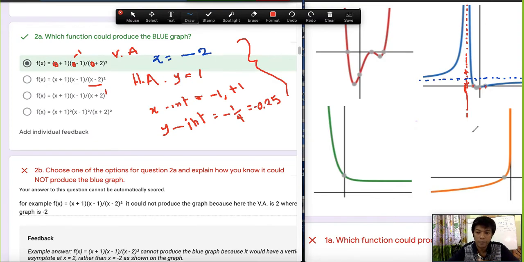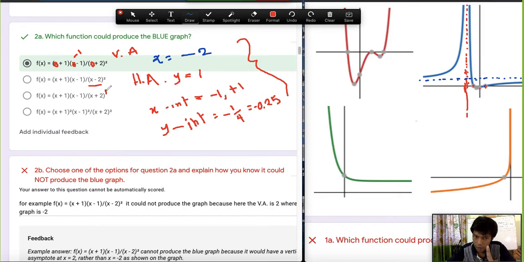When it is an even power, both sides of the graph will come closer in the same direction. Either both will go up or both will go down if it is an even power. And if it is an odd power, one should go up and another should go down near the vertical asymptote. So you see, as both are going up, not one going up and one going down, it is not possible. This one is not possible for that reason.